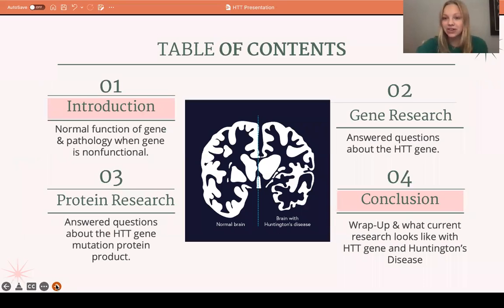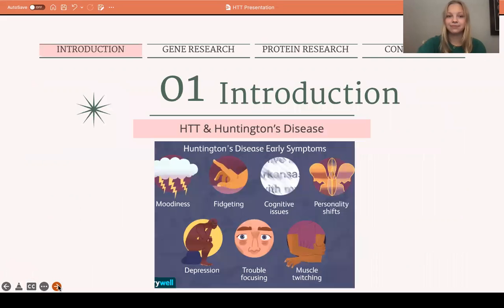Before we get started, I wanted to start with the table of contents to let you know what we'll be talking about. First, the introduction, just the normal function of the gene. Second will be the gene research, so answers about the actual HTT gene. Then protein research, so the product of the HTT gene due to the mutation. And lastly, the conclusion, the wrap up of where current research is at and what therapies look like.